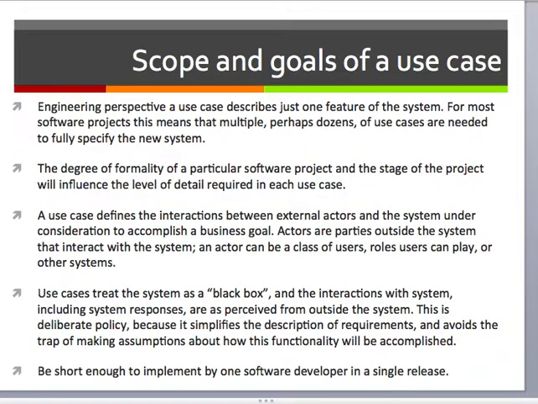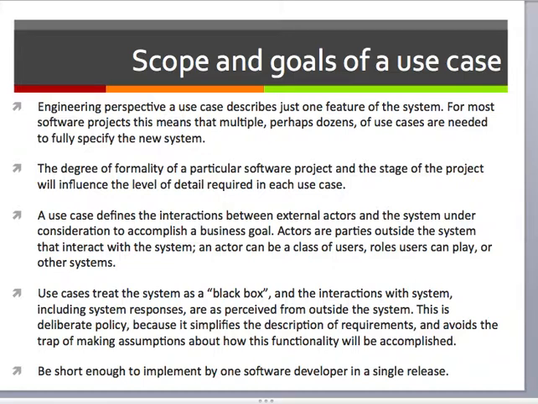Now, the scope and goal of the use case. From the engineering perspective, a use case describes just one feature of the system, but not the same case. Remember when we did the solution scope, we captured the scope of the solution at a high level. For most software projects, this means multiple, perhaps dozens of use cases are needed to fully specify a new system. That means we are describing each and every feature.